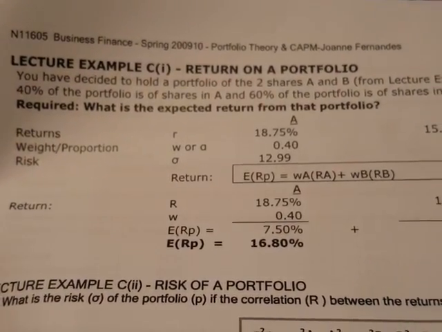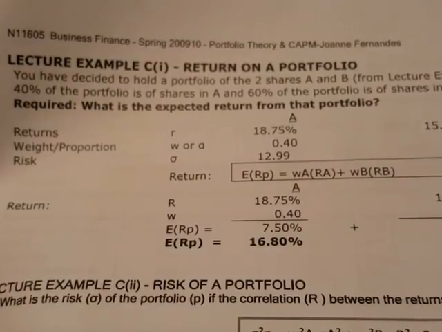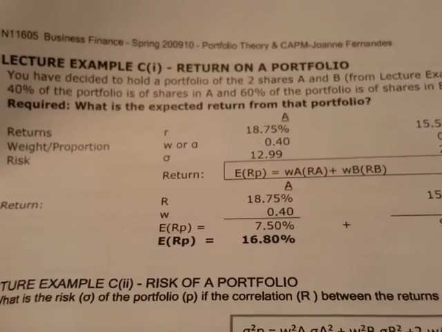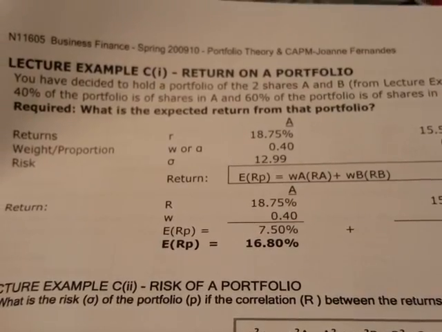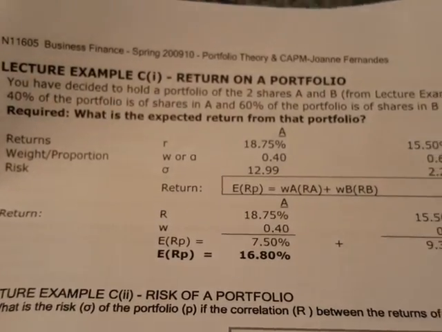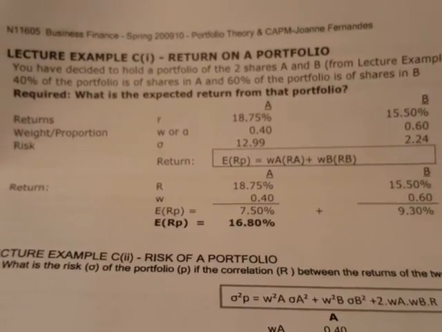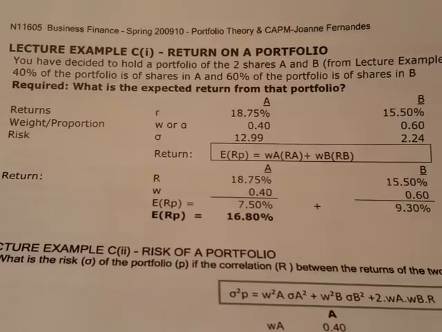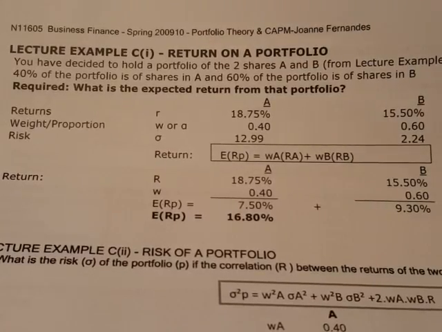now the investor decides to hold two shares, A and B. Same question continues, but he decided now to invest in both shares. The weight is given 40%, 60%. Okay?